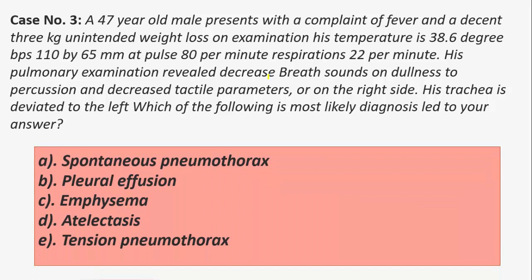So what is this? This is pleural effusion, because pleural effusion is characterized by decreased breath sounds, decreased fremitus, and dullness to percussion over the side with effusion, and deviation of the trachea to the opposite side. So this is pleural effusion.